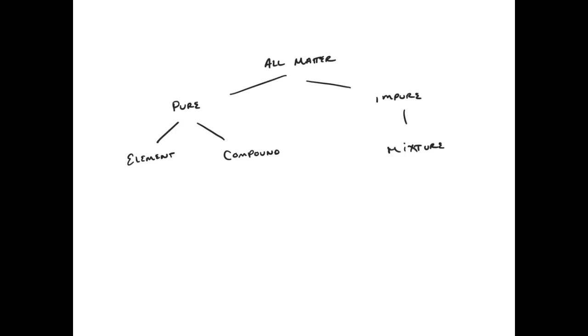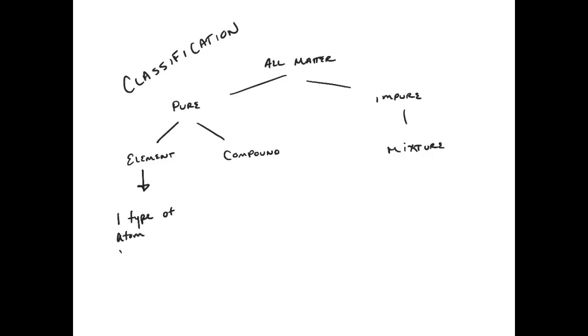All right, so we're back here to this diagram, and as we wrap up elements, compounds, and mixtures and classification of all matter, I want to take the time to tease out some of the nuances of these things. How do we actually determine what is an element, what is a compound, what is a mixture? So again, elements only have one type of atom.